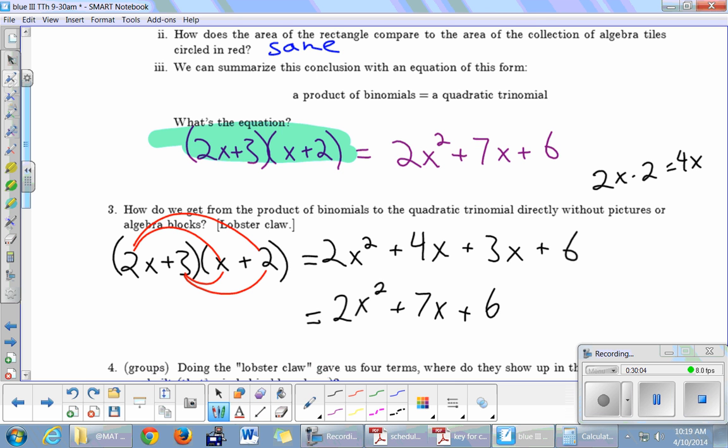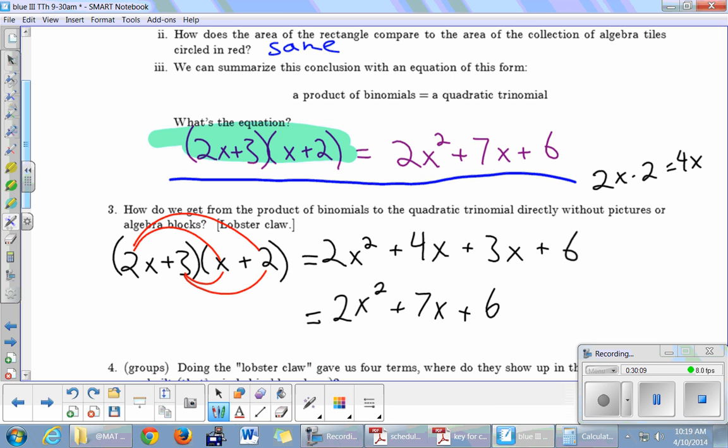Okay, so did we get the same thing that we wrote up here? 2x squared plus 7x plus 6. We did. So without referencing the tiles anymore, this is how we multiply together two binomials. 2x plus 3 is a binomial. X plus 2 is another binomial. We multiply them together by doing this technique.